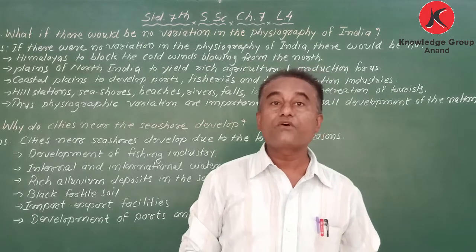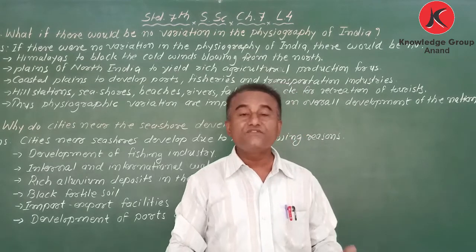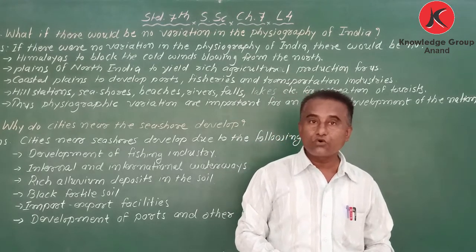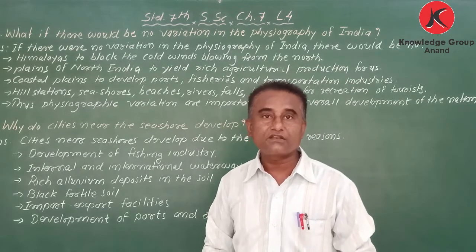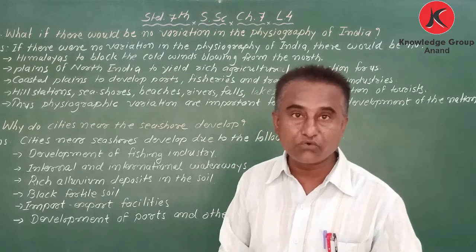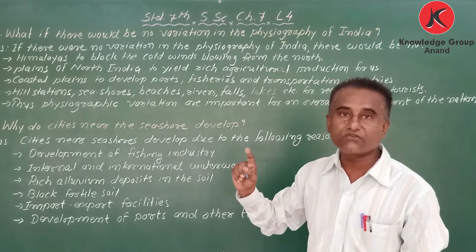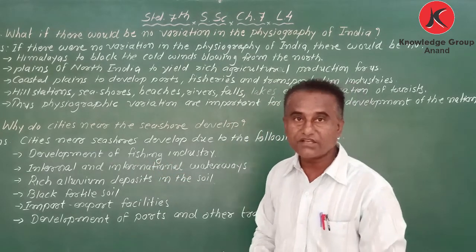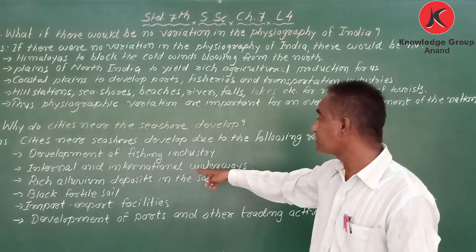My dear student, from India we are exporting seafood. The people who stay near the sea coast have rice and fish as their main food, and they export seafood to other countries also. So that is why many cities develop near the sea coast. First one is development of the fishing industry. Second, internal and external waterways.